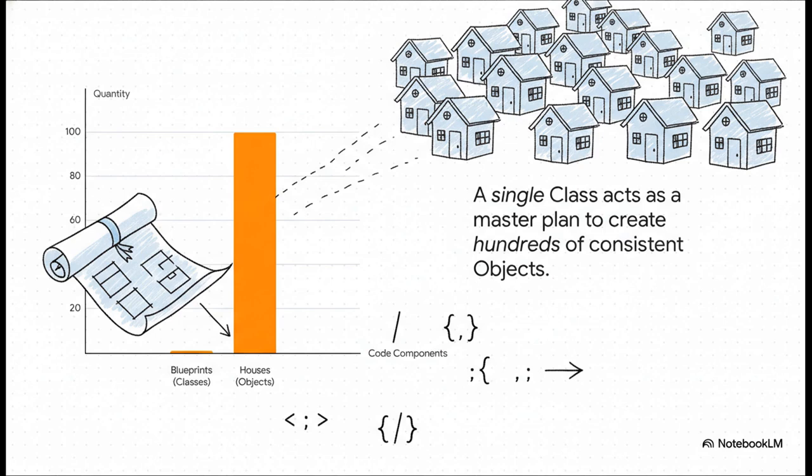And this right here, this is the real magic. Think about it. If you're building a whole neighborhood, you don't draw a unique blueprint for every single house. No way. You create one master blueprint. That's our one class. And you use it to build hundreds of houses, or objects. This is why it's such a big deal. It's how you write code that you can reuse over and over again.